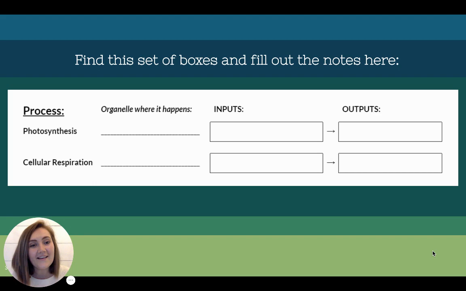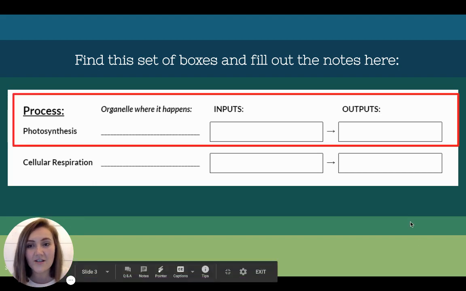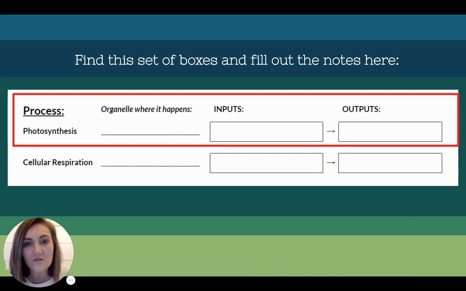All right, go ahead and locate your packet. We're going to be filling out this section here on the process of photosynthesis. As I go through the rest of the notes, just make sure that you write these things down.